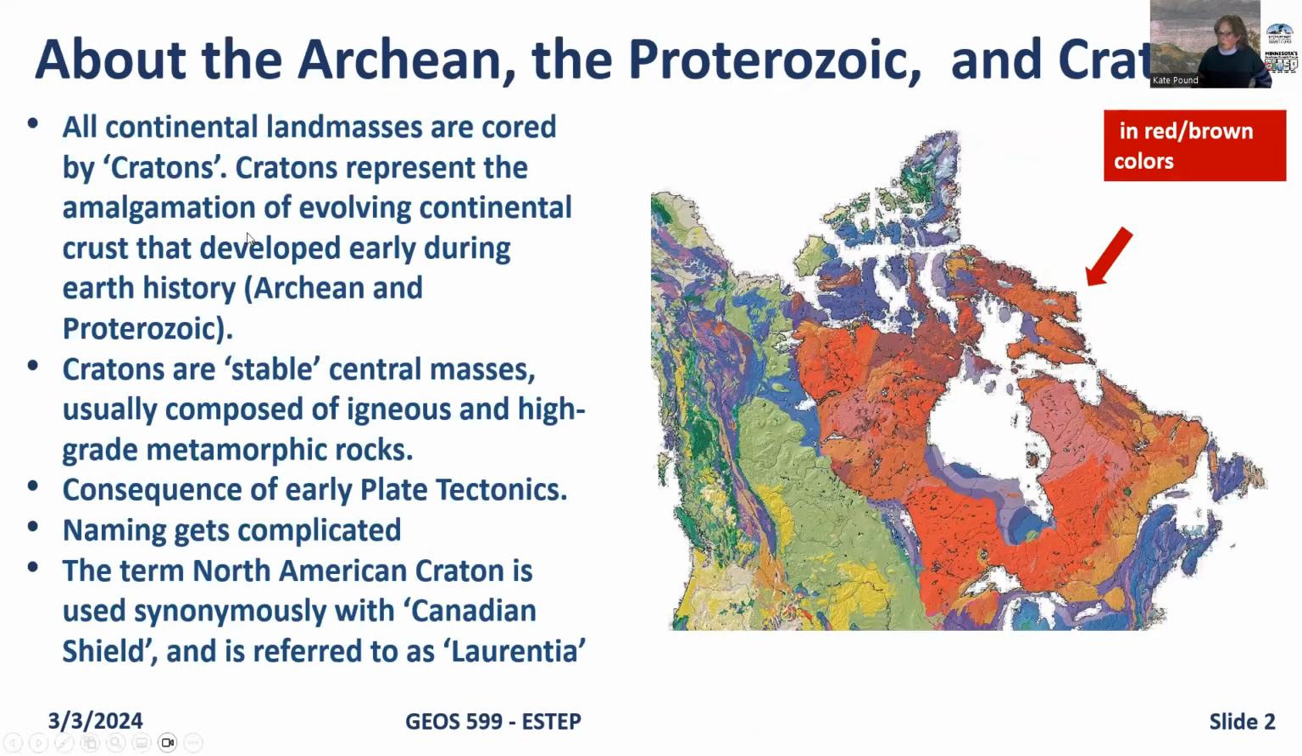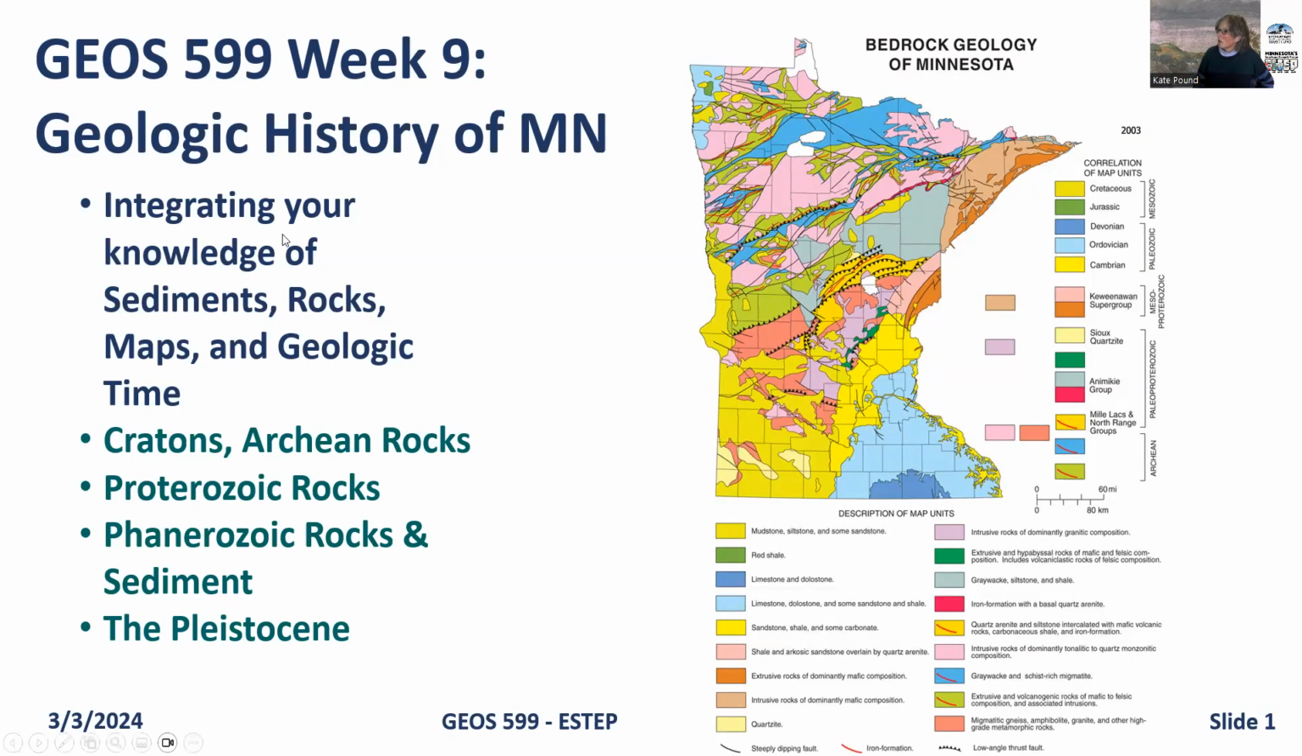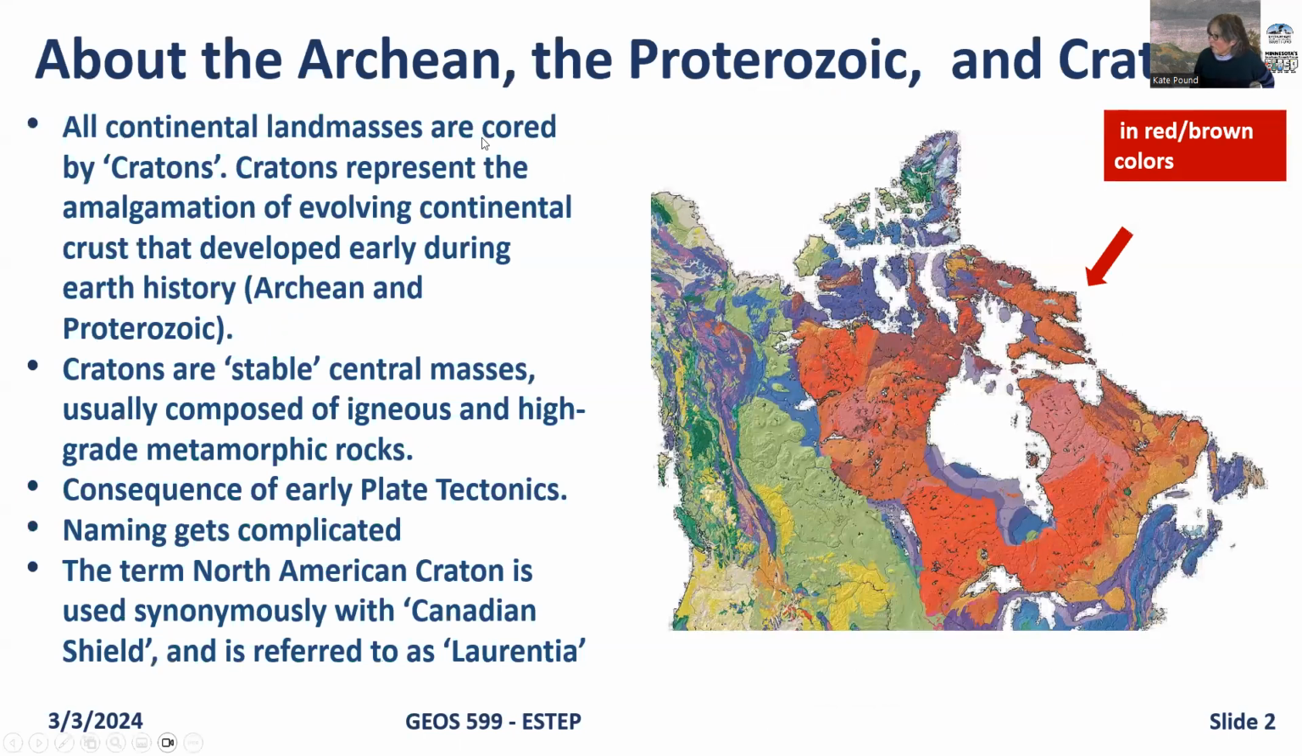So first of all, let's just deal with a term that you may not be familiar with. This is the term craton. All continental landmasses are formed by cratons. These are amalgamations of really old continental crust, and the rocks that form these cratons developed early on during Earth history. That includes the Archean and Proterozoic.